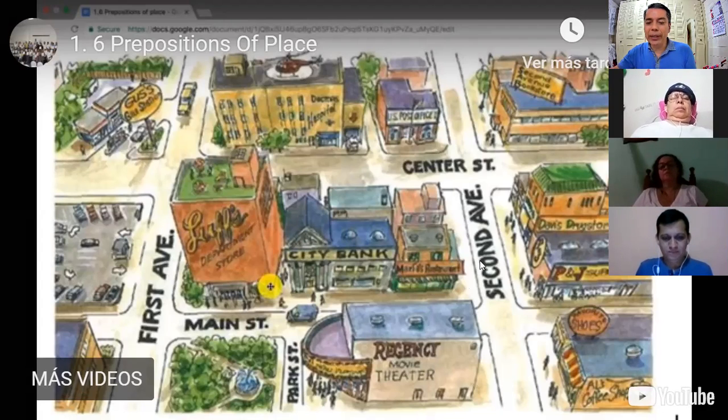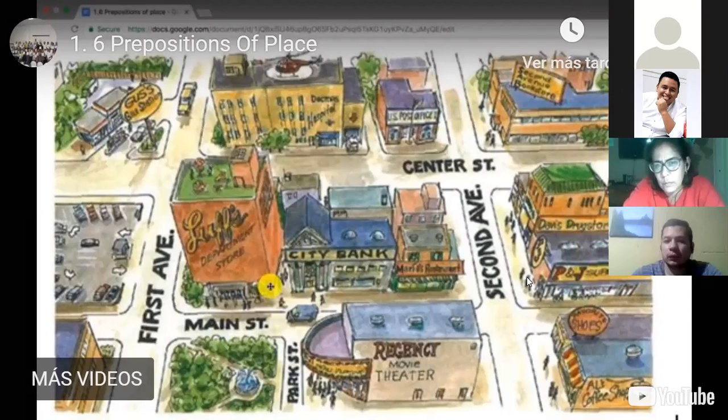También, Abel, podría usar on the corner of 2nd and Main Street. O podría usar next to the bank, right? Okay. O across from the Danny's drugstore. Okay. Hay varias referencias ahí. Ok. Thank you. Vamos a ver ahora quién nos ayuda. Alejandro. Thank you, Abel. Alejandro, please.